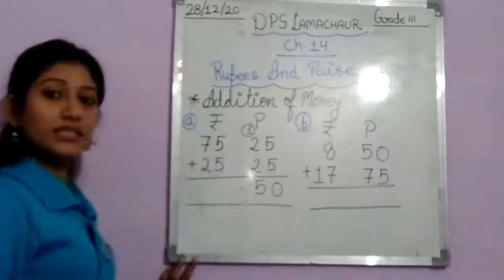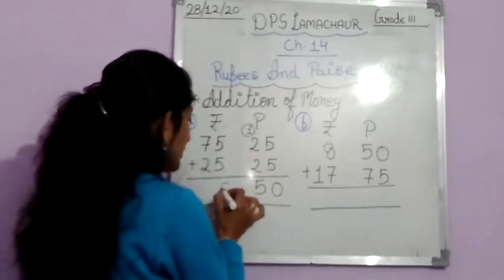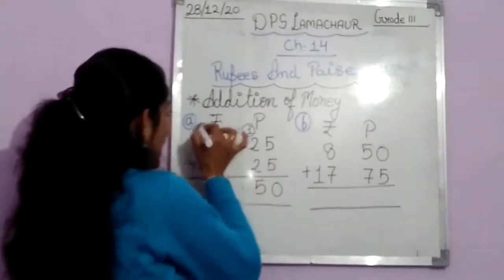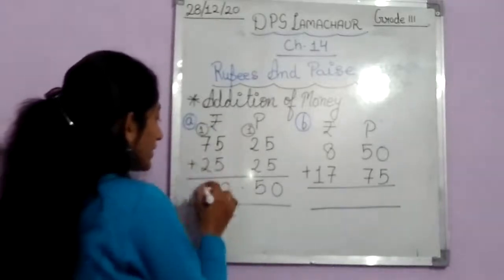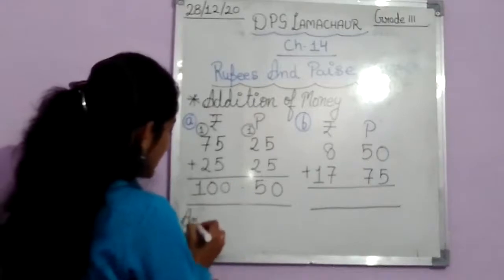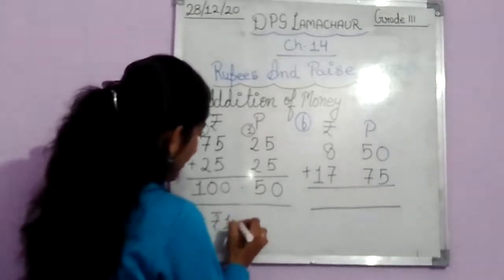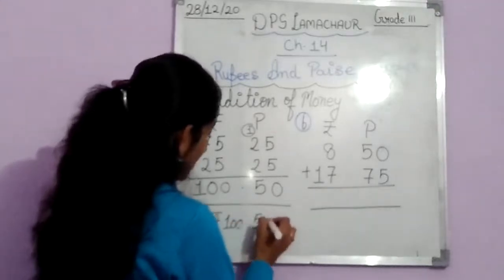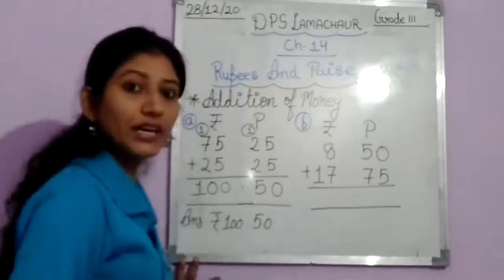Now let's solve this one also. 5 plus 5 is 10, 0 and 1 carry again. Then 7 plus 2 is 9, and 1 more, it is 10. So what is the answer? The answer is 100 rupee and 50 paisa, or 50 paise. What answer are we getting? 100 rupee and 50 paise.